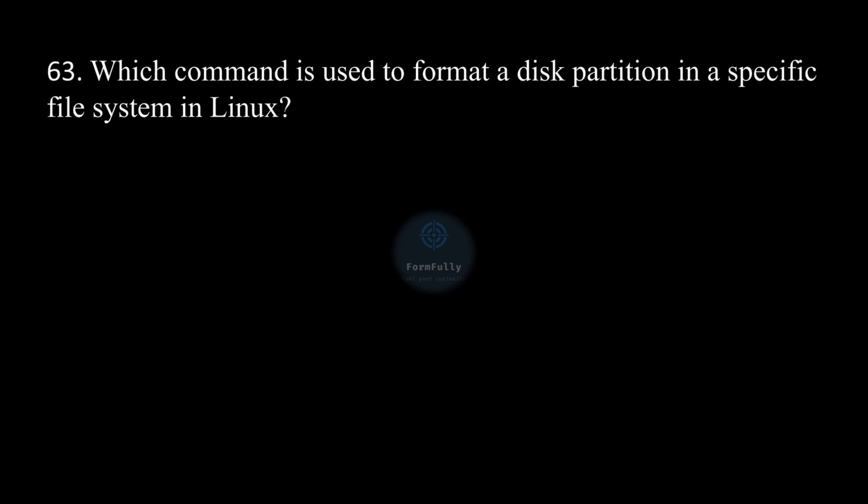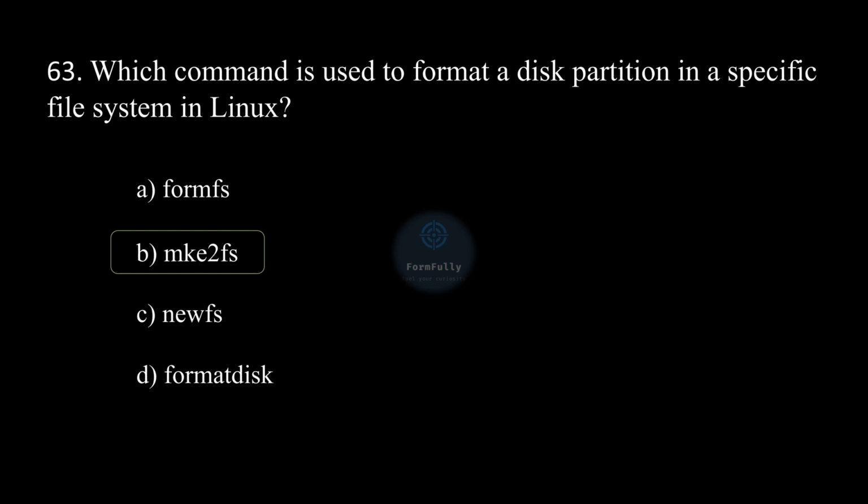Moving to next question. Which command is used to format a disk partition with a specific file system in Linux? Options are formfs, mke2fs, newfs, format disk. So the correct option is B, mke2fs. This command is used to create an ext2, ext3 or ext4 file system on a disk partition in Linux. Commands like formfs, newfs and format disk are not standard Linux commands for formatting disk partitions. So correct option is B.